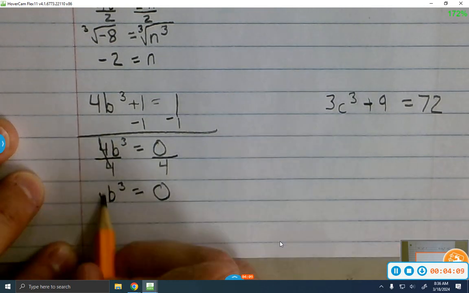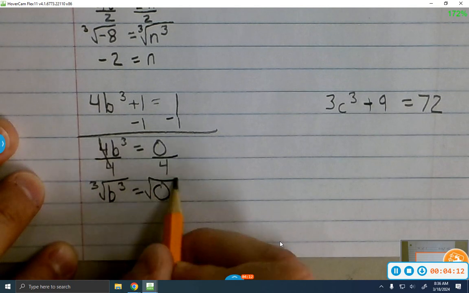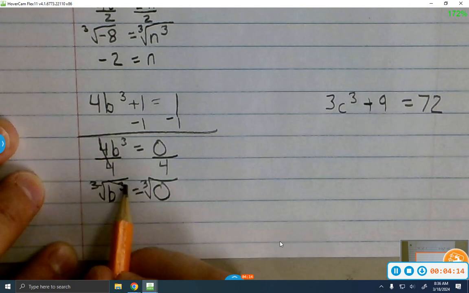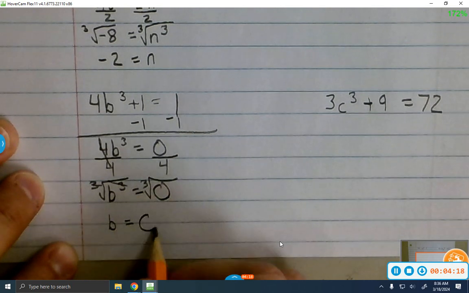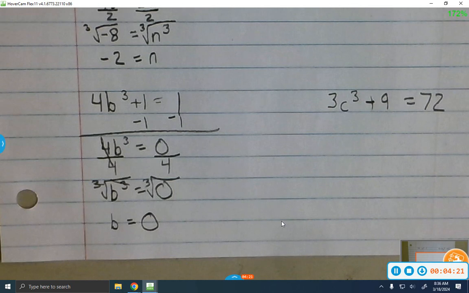And then we're going to take the cube root of both of these. Cube and cube root cancel, so I get b equals, and the cube root of 0, well, that's just 0.